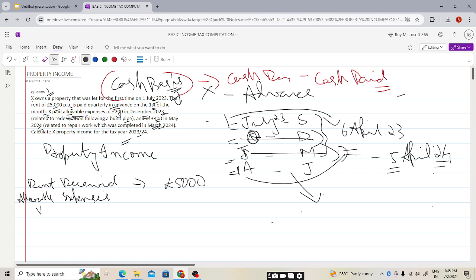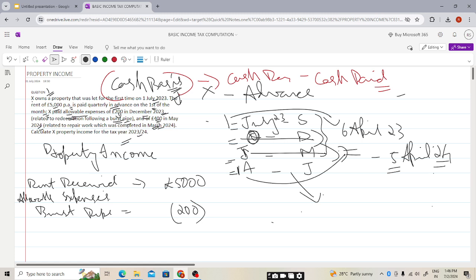So in case of the burst pipe, what was it? 200. See, the pipe was burst. Now if you replace the pipe, it will not be a capital expenditure, because it will not increase your revenue. So what type is this, students? It is revenue expenditure, so it will be allowed. It is not capital, because it is not increasing your earning capacity, so it is allowed.